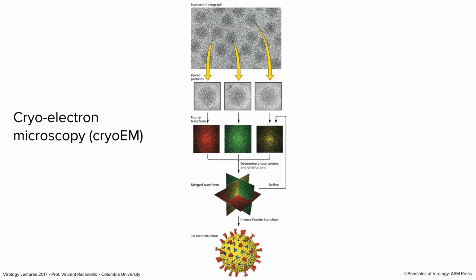So you take individual particles, you transform them by the Fourier equation, then you figure out ways to orient the centers of these particles, you merge them together, and then you do an inverse Fourier transformation to get the structure of the particle. So this is called a three-dimensional reconstruction, cryo-electron microscopy. Cryo because you freeze the particles. Now, cryo-electron tomography is a little different. Instead of taking pictures of so many different particles, you can actually tilt the stage on which the viruses are, kind of like tilting a person in a CAT scan, and get the same information.